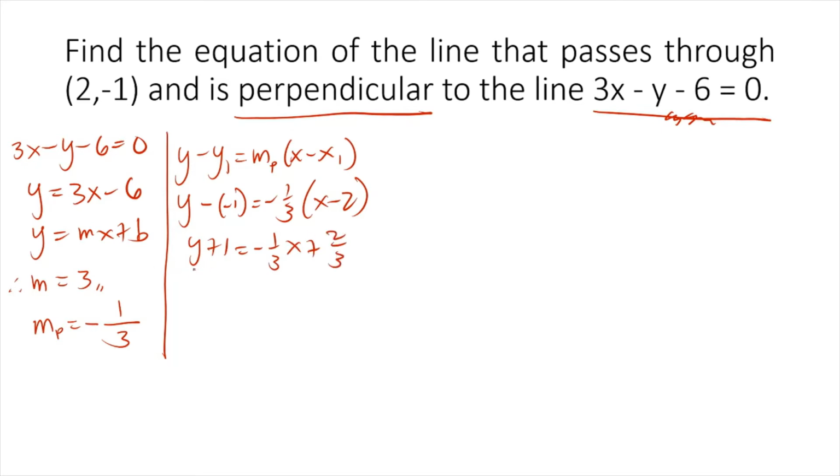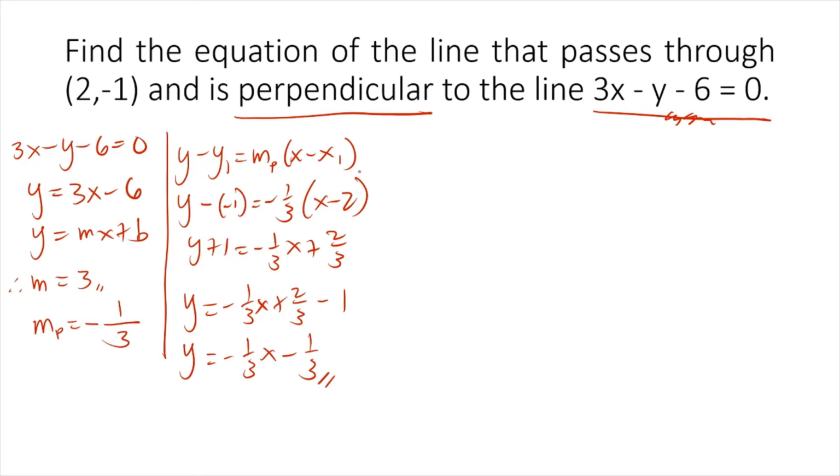And then if we isolate y, we get y equals negative 1/3 x plus 2/3 minus 1. So y is equal to negative 1/3 x plus or minus 1/3.